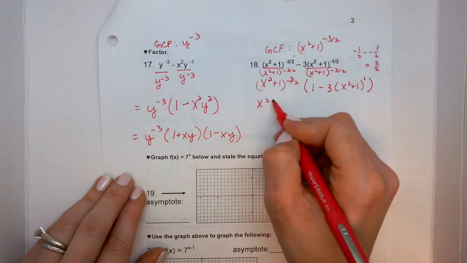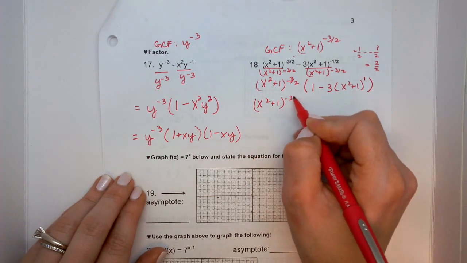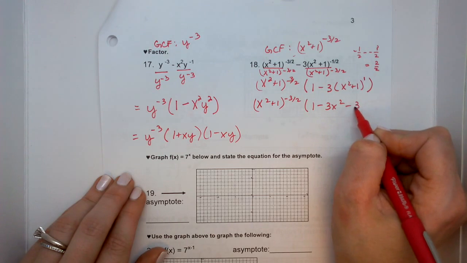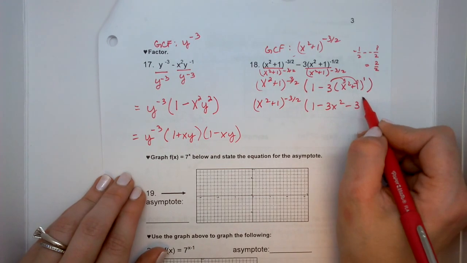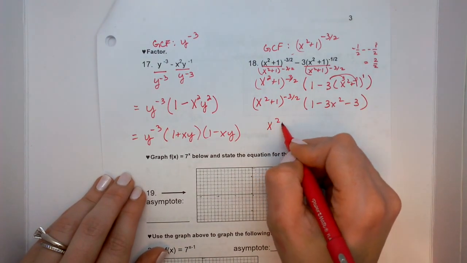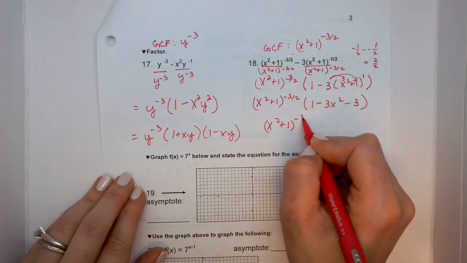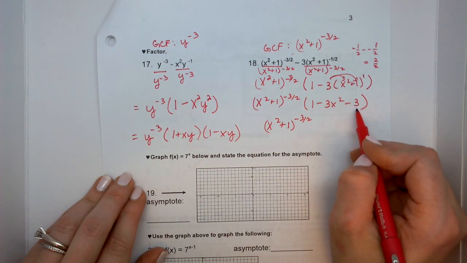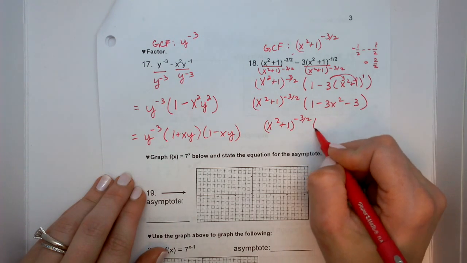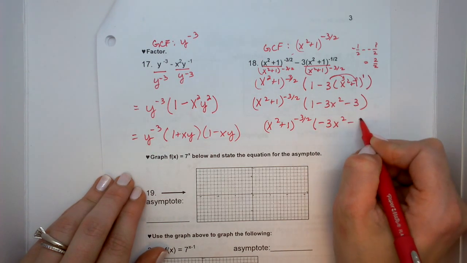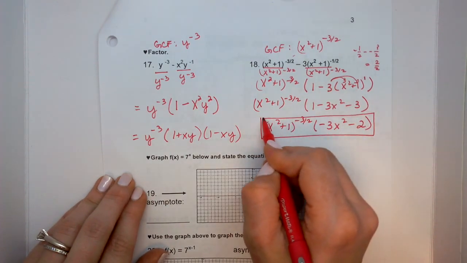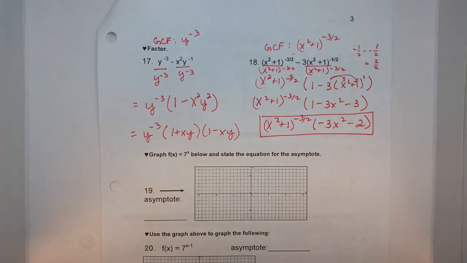So I'd have x squared plus 1 to the negative 3/2, just bring that down. 1 minus 3x squared minus 3. You distribute this 3. Okay, continue. X squared plus 1 to the negative 3/2. 1 minus 3 is negative 2. So I have negative 3x squared minus 2. And that's your final answer on that one.